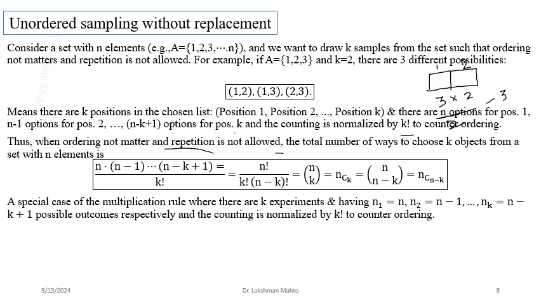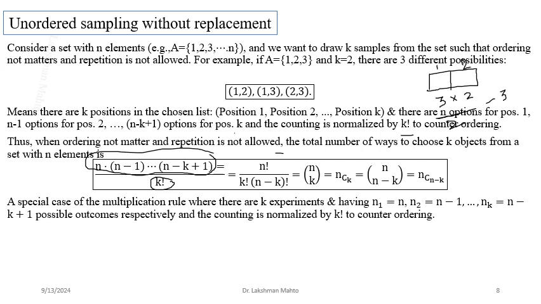So this one was the permutation, and the permutation is normalized by factorial k, thus factorial of size, in order to get combination, in order to remove the order thing. Order here is not taken into account: 1, 2 and 2, 1 are both the same. Order does not matter here, which one comes first does not matter. 1, 3 and 3, 1 are both the same. So we have to normalize that.